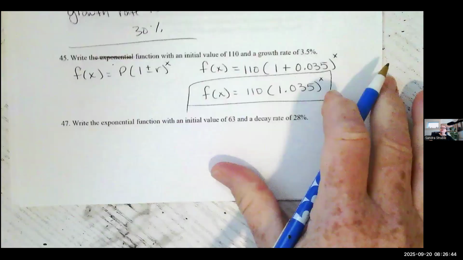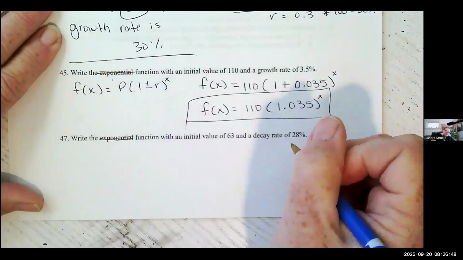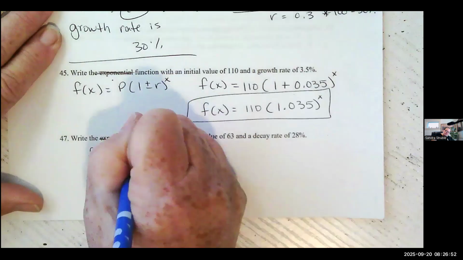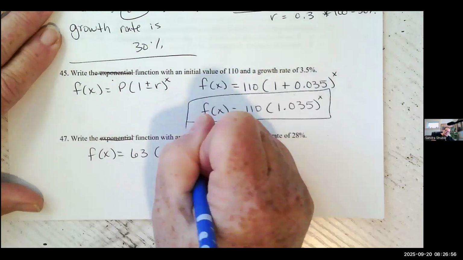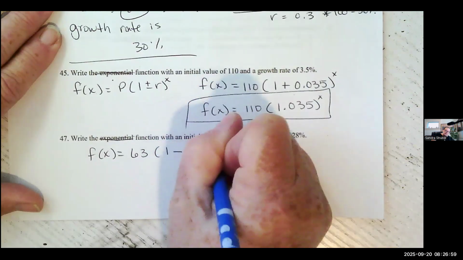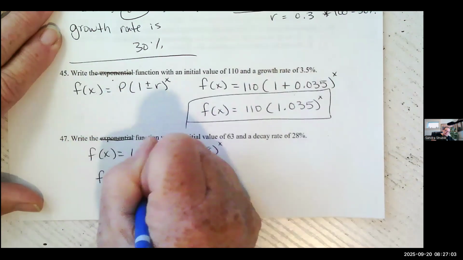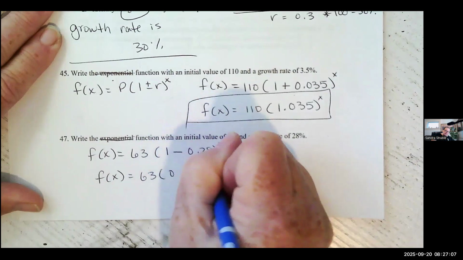Next one. Again, I will not say the word exponential. I'm not that nice. Initial value is 63, and this one's decaying, so it's 1 minus 28% divided by 100, which is 0.28, to the x. Final answer is f of x equals 63 times 0.72 to the x.